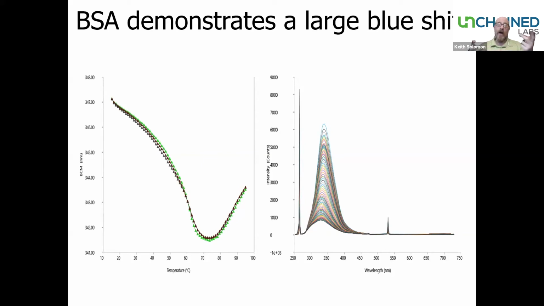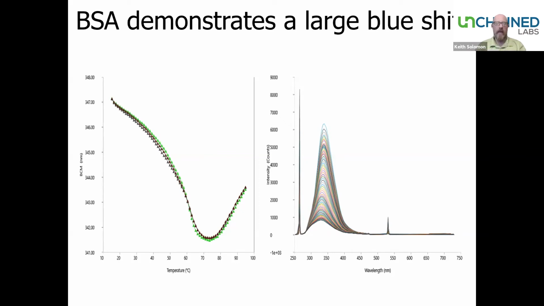So with bovine serum albumin, when you subject this on the Uncle instrument to a 15 to 95 degree temperature ramp using a 0.5 degree per minute ramp rate, and you plot these data as BCM, barycentric mean, you can see on the thermogram a very easily demonstrated blue shift. It's going from 347 nanometers to around 342, 341 nanometers, somewhere between that. That is a real change in the blue shift direction of the spectrum.